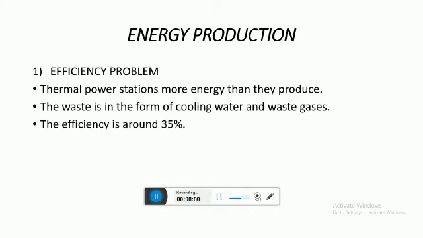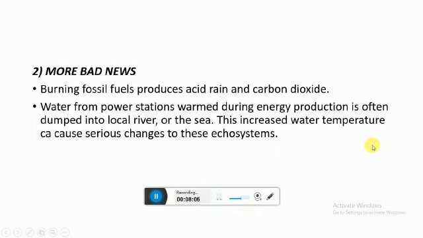Now, another problem, which is more bad news, regarding the burning of fossil fuels: oil, gas, petrol, or coal. These produce acid rain and carbon dioxide, and increased burning of fossil fuels increases the carbon dioxide in the atmosphere.